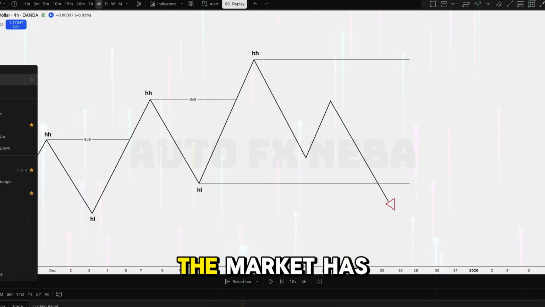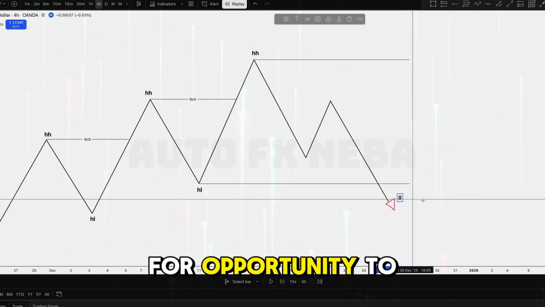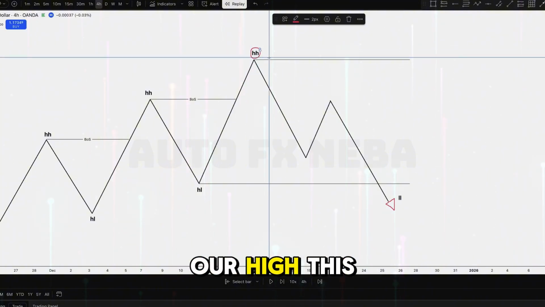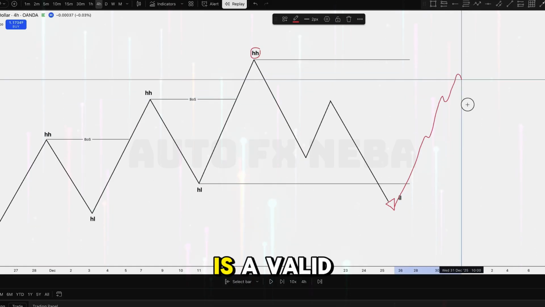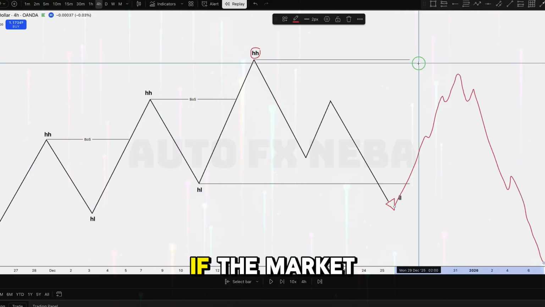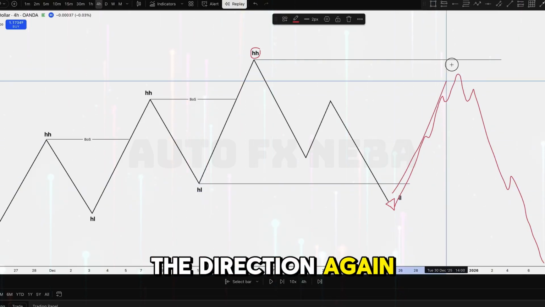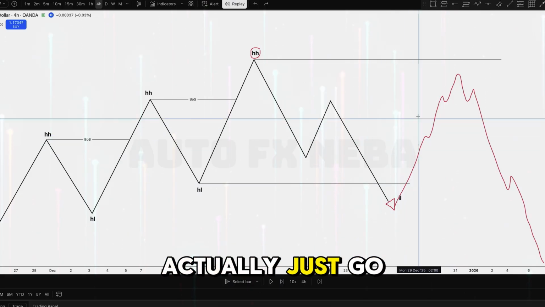So now that the market has created a lower low, at this point, we can look for opportunity to sell, providing it stays beneath the high. So this is our high. This is now our lower low. So anywhere underneath that high is a valid point for us to sell, okay? If the market was to push back over this high, then that of course would change the direction again, like this. But now that the trend is printed, we generally will expect it to actually just go bearish.